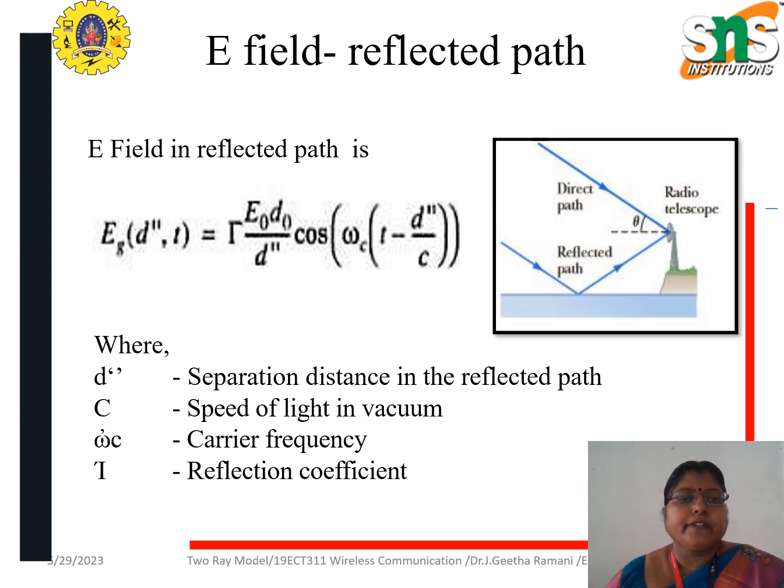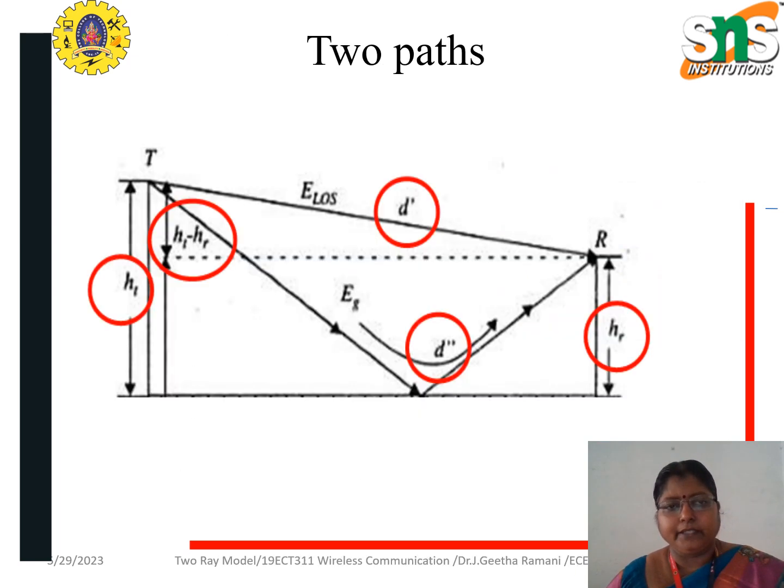So the electric field in the reflected path is E_g. Here the distance is considered to be d double dash. Okay. And again the other parameters are similar. The only difference here we have shown is this reflection coefficient. Since here we consider the reflection phenomena, we are including this reflection coefficient. So the direct path is included with this reflected path. So this is the equation for the reflected path, that is the ground reflected path.